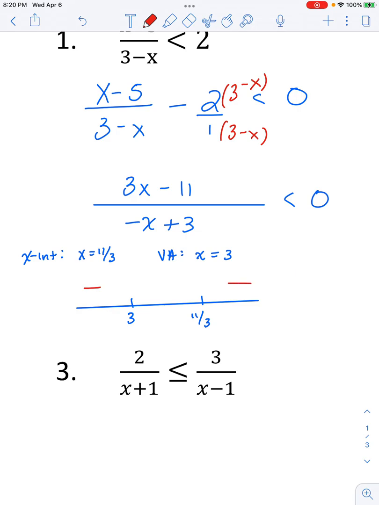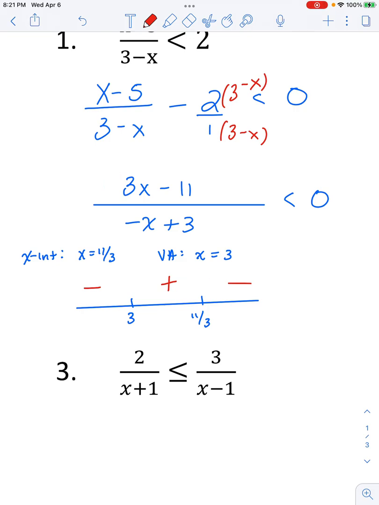Then 3 was a vertical asymptote. The multiplicity of that would be odd, 1. So therefore, it must change signs from negative to positive. Then 11/3 was one of our x-intercepts, which came from this top factor, which also has an odd multiplicity. Therefore, it must also change signs from positive to negative.